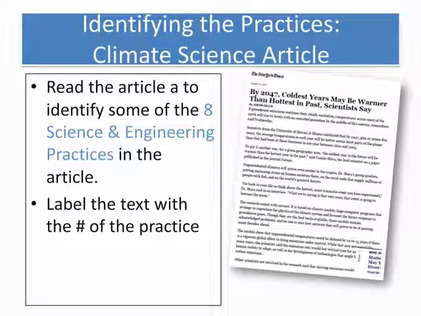So what I want you to do is take about 5 to 7 minutes. You're going to skim over this article, and as you're reading, jot down in the margins which practice seems to be happening in the given sentences and paragraphs. So what I would do is just label the practices with numbers. For example, if someone's asking a question or defining a problem, I would put a number 1 for practice 1. So take a few minutes, read the article, and jot down which of the 8 science and engineering practices seem to be at play in the article.